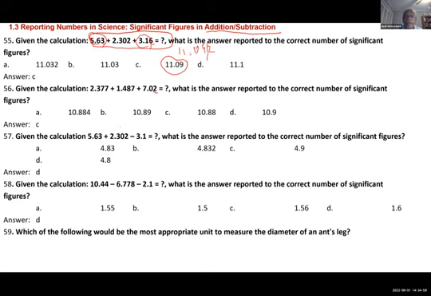Which of the following would be the most appropriate measure of the diameter of an ant's leg? The insect is very small. It's not centimeters. It's not meters. It's micrometers. A micrometer is 10 to the negative 6 meters. It's very small. You can't measure an insect in gigameters. Meters is too big. Centimeters is even too big. The answer is D.